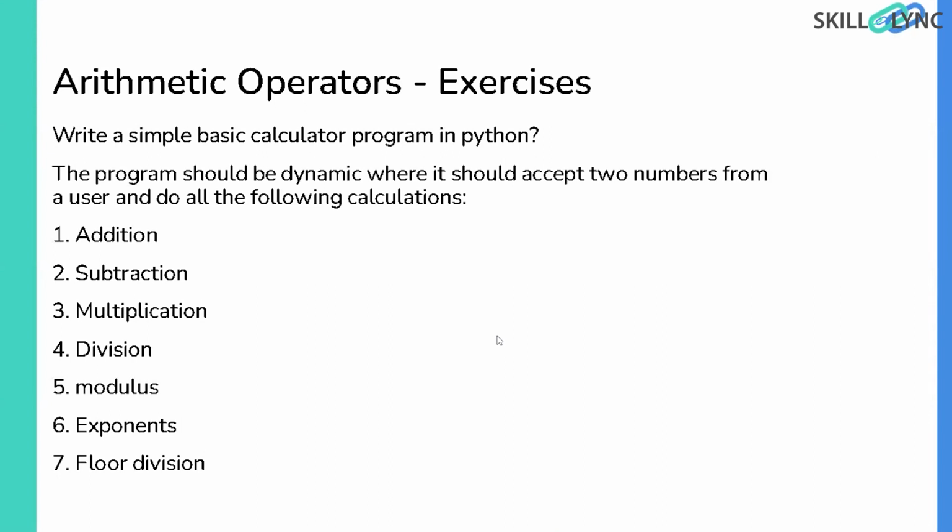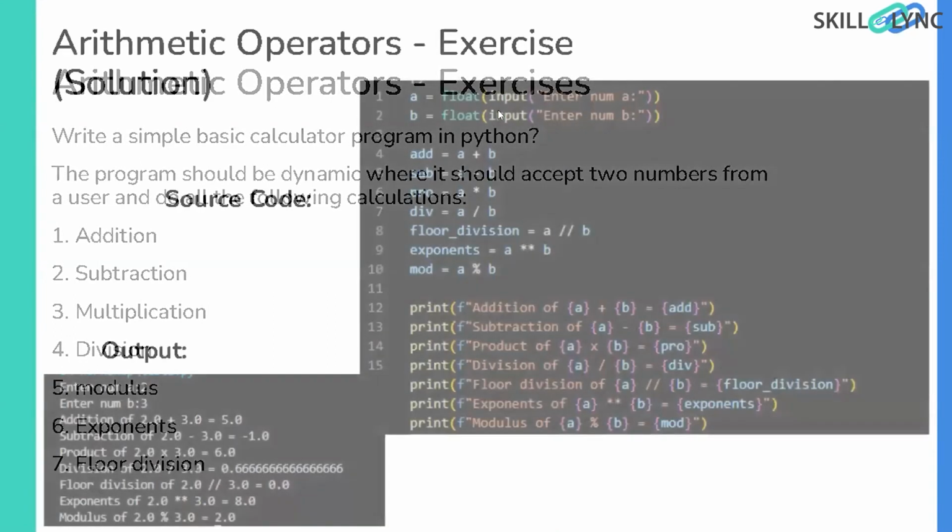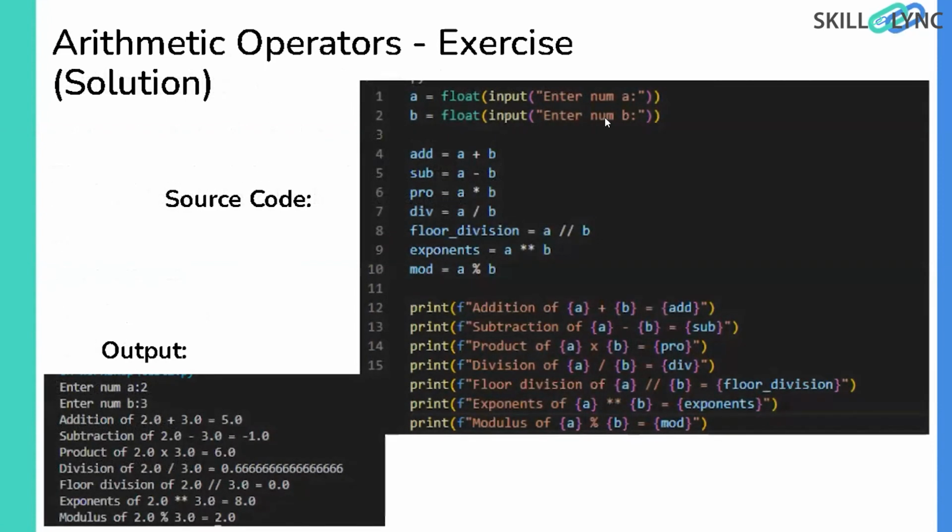So this is one exercise where it should be dynamic, where it should accept two numbers from a user. Guys, this is very important. What do I mean by this? The user has to define a number for it, the user has to define input for it. So how can you write it? You can use a equal to input, enter the value for a. Similarly, b equal to input, enter number b. We will be doing all these basic examples.